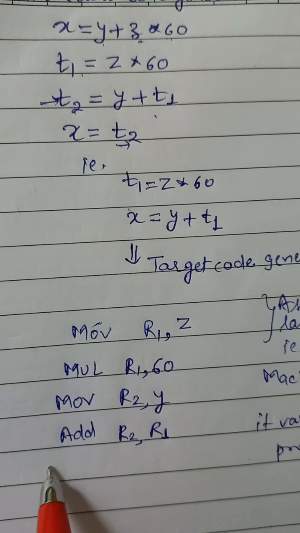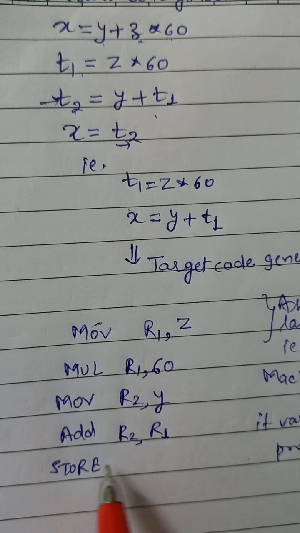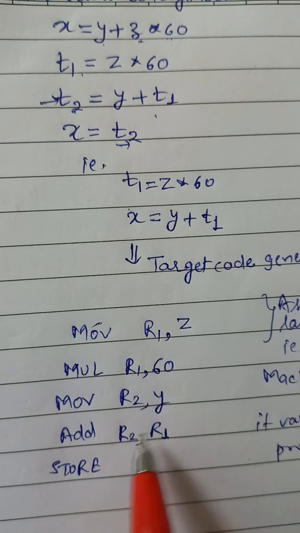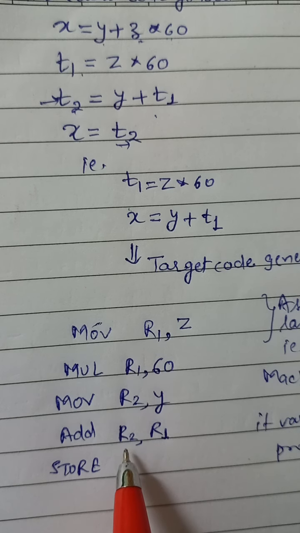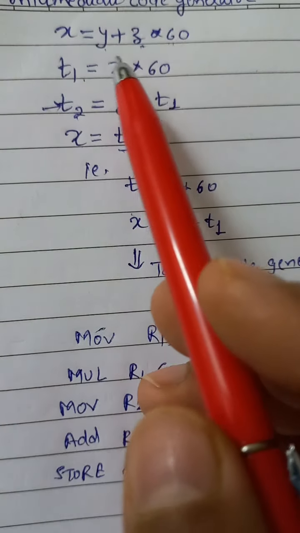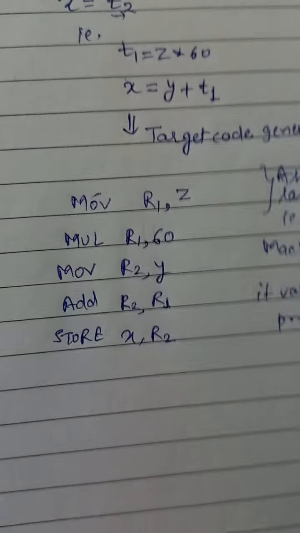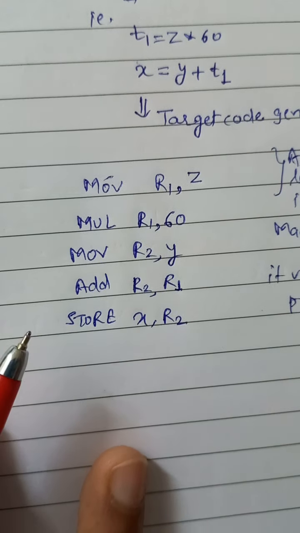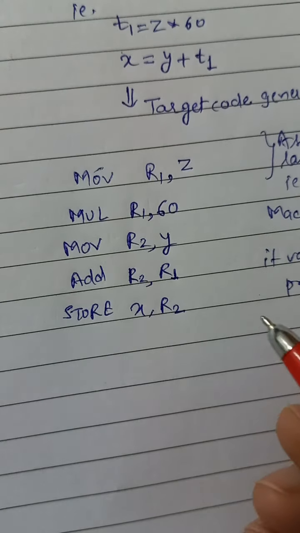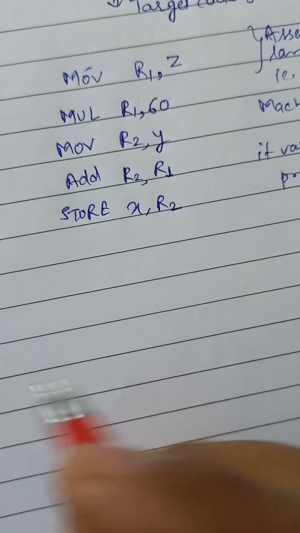Then we are storing the r2 value, because after adding, r2 is having the r1 value also, so we assign that r2 value to x, because initially what we have is x is equal to y plus z into 60. So in that way the target code generator generates the machine language code. So simply we can say it will work like this.